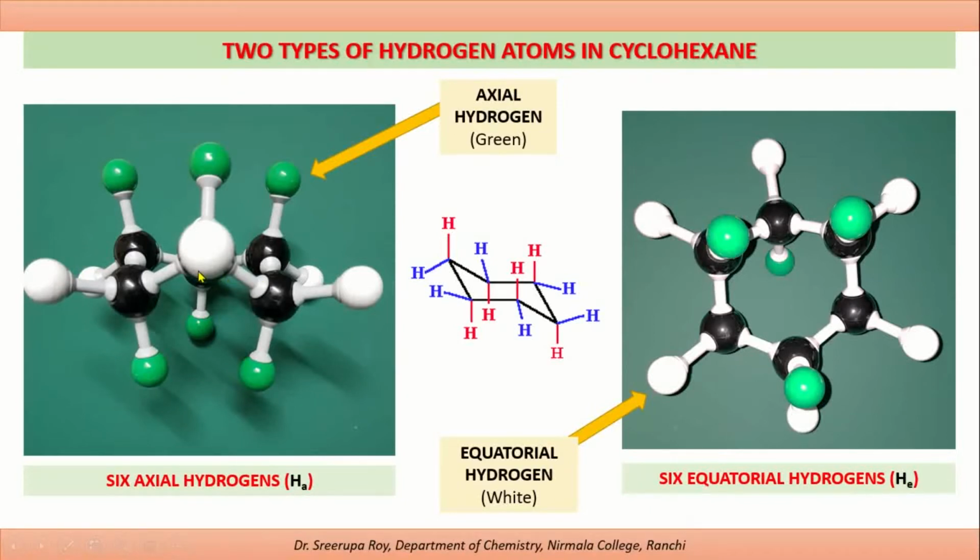Each carbon atom in a cyclohexane molecule is bonded to one axial and one equatorial hydrogen, as is clearly shown in this ball and stick model. Thus, one molecule of cyclohexane has 6 axial hydrogens and 6 equatorial hydrogens.